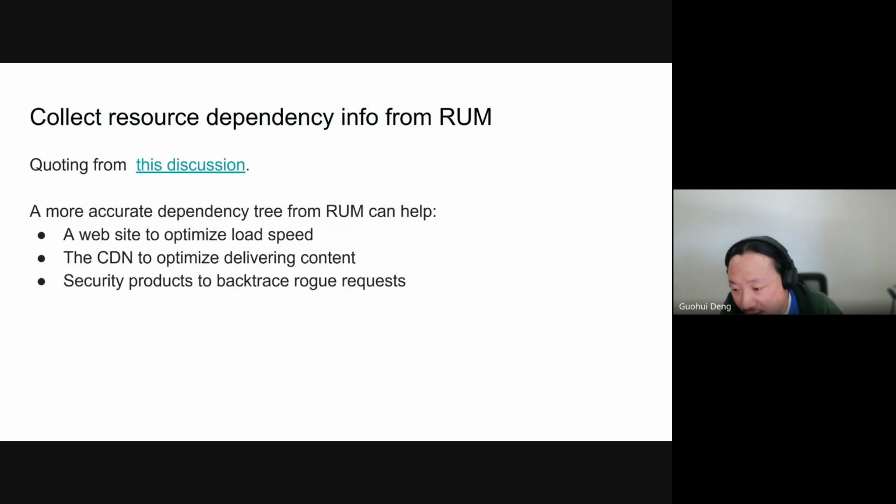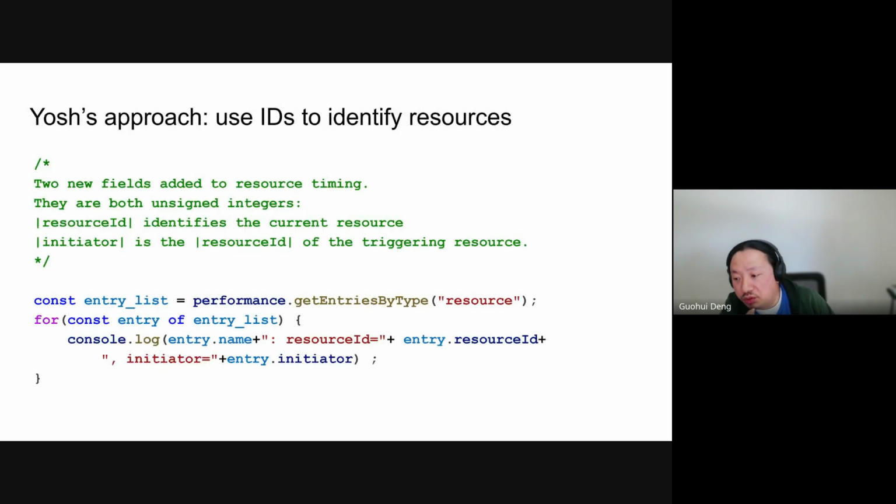So what we would like to do is to collect such information from real user monitoring, and there has been discussion, like Nick pointed out, that a more accurate dependency tree has such benefits, and it will be very helpful in addition to the lab tools. It helps the website and the CDN to optimize the delivered content, and it helps backtrace rogue requests. So I'm going to talk about Yoshi's approach.